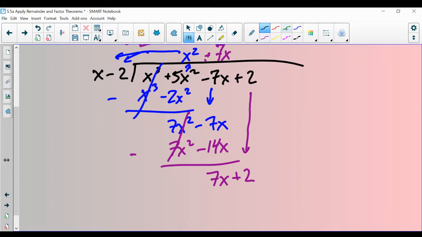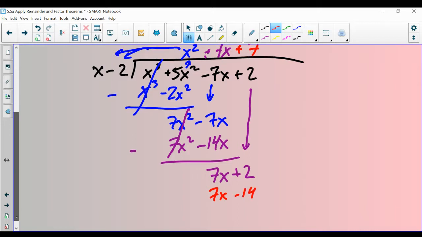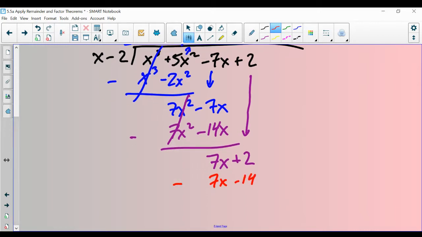So now we ask the question, what do you multiply x by to get 7x? That's just a plain 7. Notice we're always aligning these up with each other. The x squareds match, the x's match, and the things without x's match. Now you do 7 times x and you get 7x. That matches. 7 times -2 is minus 14. Subtract them, they cancel. And then we have a 2 minus a -14. That is positive 16.